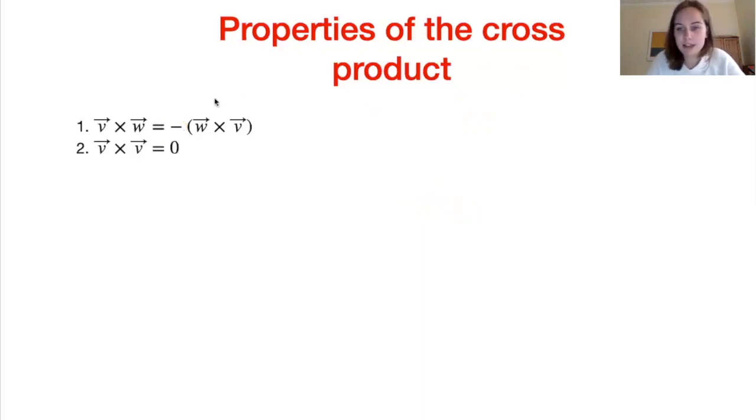The next property then, V cross V is 0. Well, if we think about what V cross V is, we're taking a vector, V, and we want to find a vector which is perpendicular to V and V. Well, V and V are parallel, and therefore there's not really such a thing as a vector which is perpendicular to these two. There's no one direction we can think of which is going to give us explicitly a vector perpendicular to V. And how do we summarize that? Well, we say then V cross V is 0.